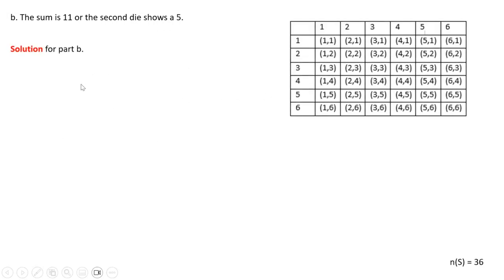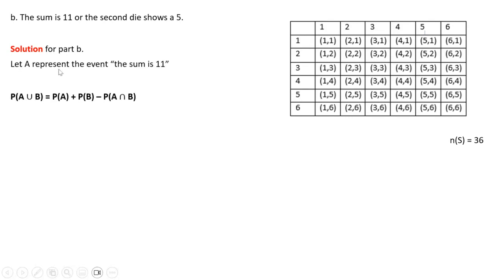Now for part B, the sum is 11, or the second die shows a 5. So let's do here, guys. The sample space is 36. There's my formula. We're going to let A represent the event that the sum is 11, because that's first. So 11 will be these two here. They add up to 11. So N of A equals 2.